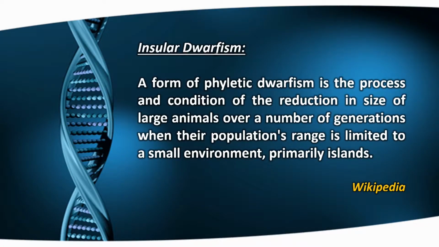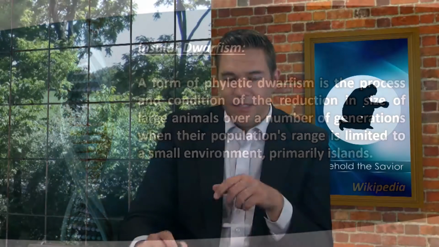Something called insular dwarfism. It's a form of phyletic dwarfism. It's a process and condition of the reduction in size of large animals over a number of generations, when their population's range is limited to small environment, primarily islands. What does that mean? Imagine this. Imagine you have an island and you have some animals on it that are beginning to grow and they're populating.